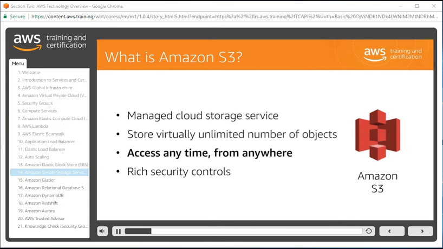You can also access S3 privately through a virtual private cloud endpoint. You get fine-grained control over who can access your data using identity and access management policies, S3 bucket policies, and even per-object access control lists. By default, none of your data is shared publicly. You can also encrypt your data in transit and choose to enable server-side encryption on your objects.